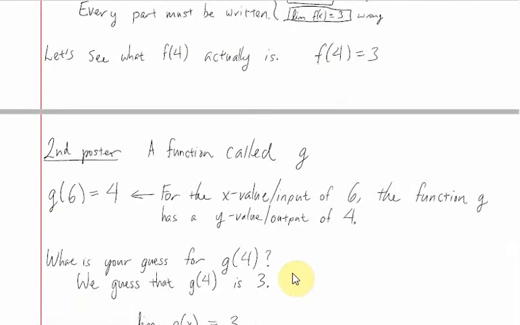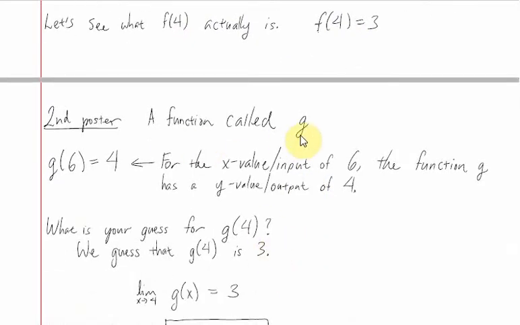On the second poster, we had a function called g, and g of 6 happened to equal 4. But what was the guess for g of 4? That is, when x is 4, what is the guess for the y value? And we guessed that g of 4 was equal to 3. That's all the information we needed. Even with the ribbon down, hiding what's going on, we could write that the limit of g of x as x approaches 4 is equal to 3.